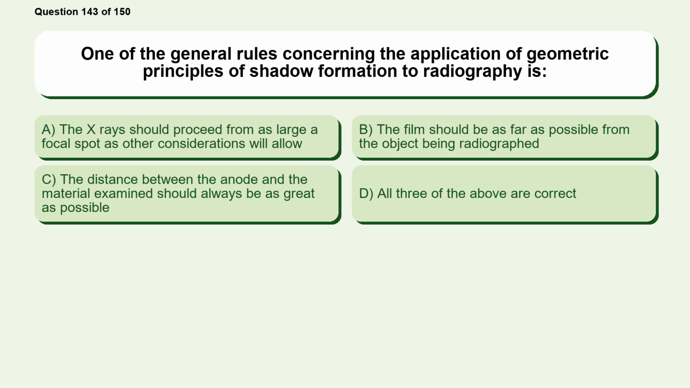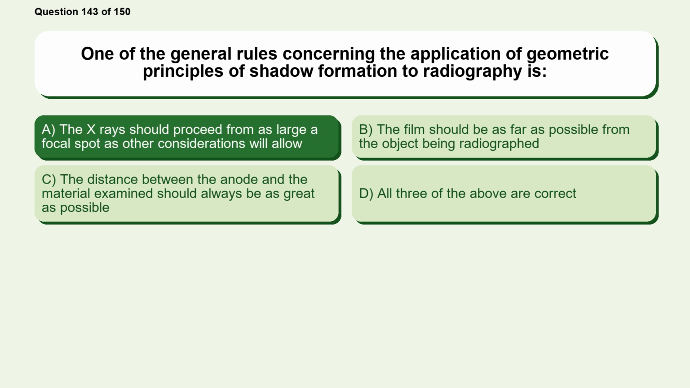Option A. The X-rays should proceed from as large a focal spot as other considerations will allow. Option B. The film should be as far as possible from the object being radiographed. Option C. The distance between the anode and the material examined should always be as great as possible. Option D. All three of the above are correct. The correct answer is option A. The X-rays should proceed from as large a focal spot as other considerations will allow.